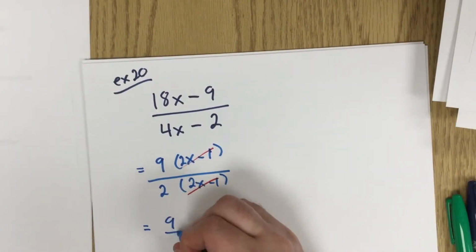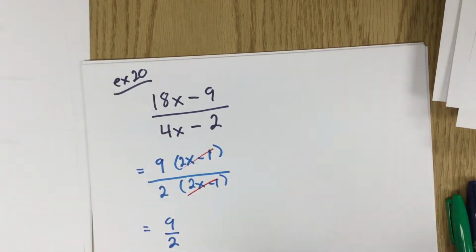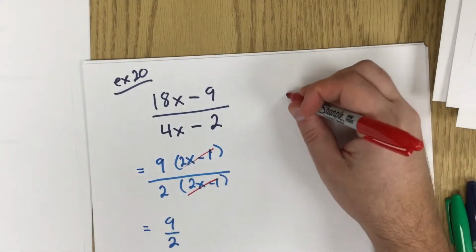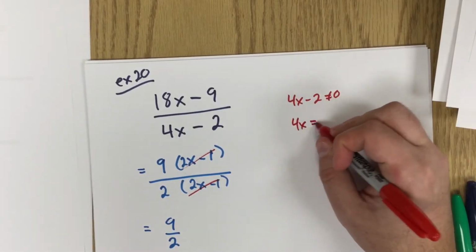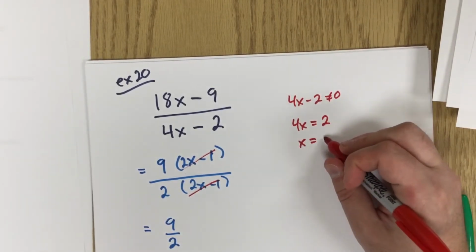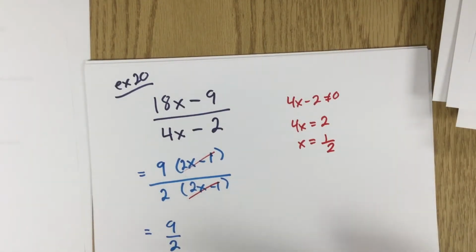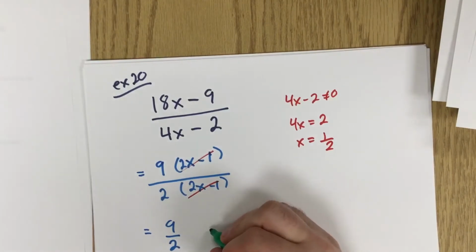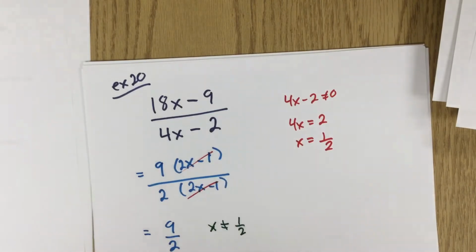and so this is equivalent to this. These are exactly the same thing. 18x minus 9 over 4x minus 2 is equal to 9 over 2. There are some restrictions. The bottom cannot be 0, so the bottom cannot be this. So x can't be 2 over 4, which is just a half. So this is equal to this as long as x is not equal to a half.